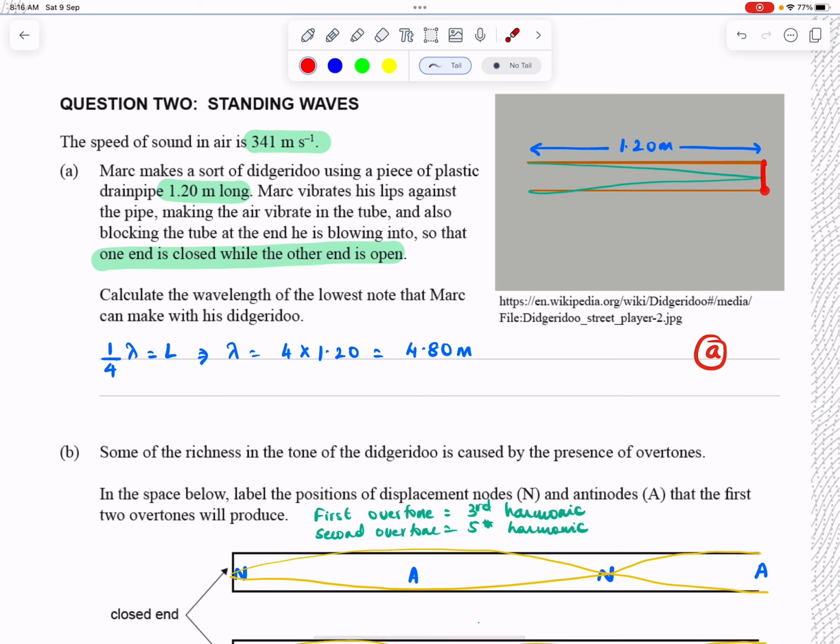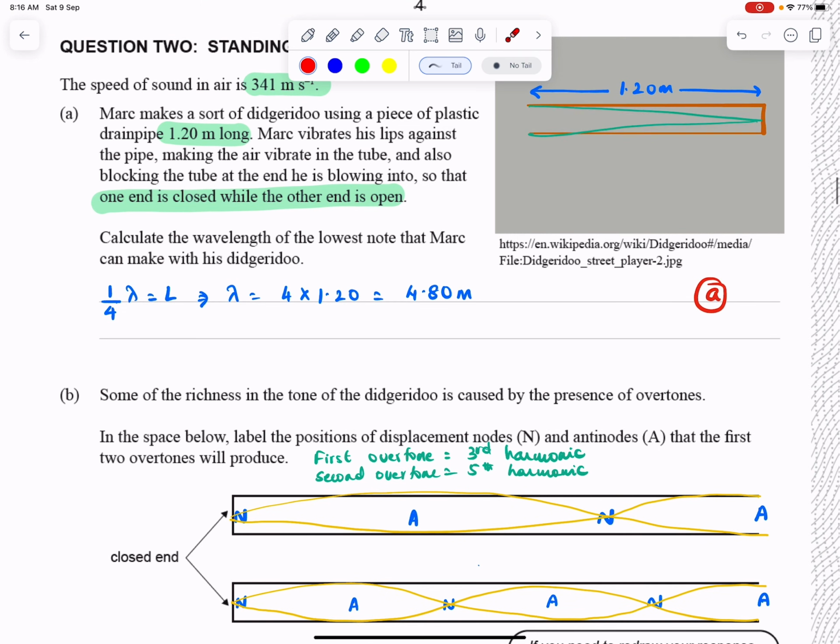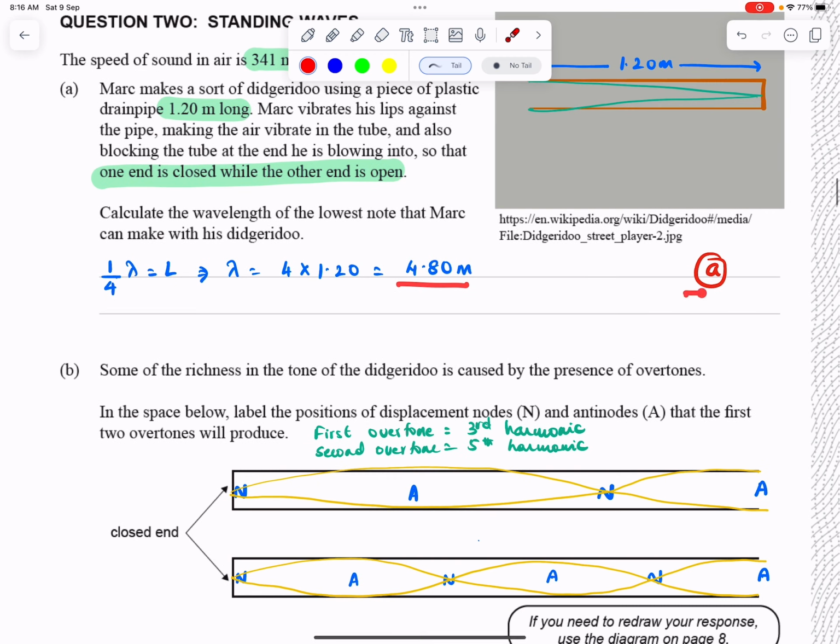So I've kind of just drawn a closed pipe. And what I've just done, which is not asked for, is the fundamental is like a quarter wavelength. Okay, calculate the wavelength of the lowest note that Mark can make. So the lowest note is a quarter wavelength, so it's 4 times the length of the pipe, and that's your achieved.